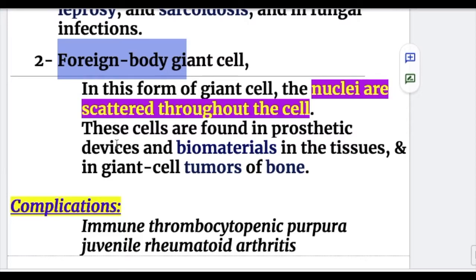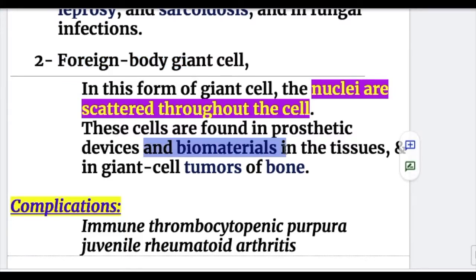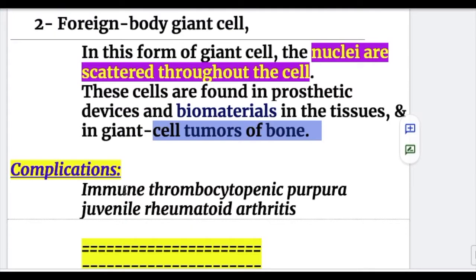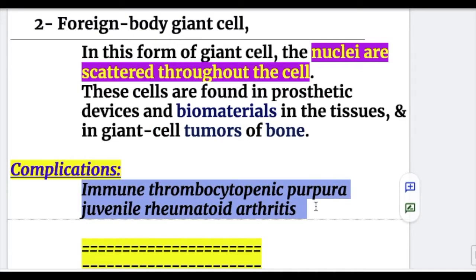These cells are found around prosthetic devices and foreign material in the tissue and in giant cell tumors of the bone. The complications of CGD are immune thrombocytopenic purpura and juvenile rheumatoid arthritis.